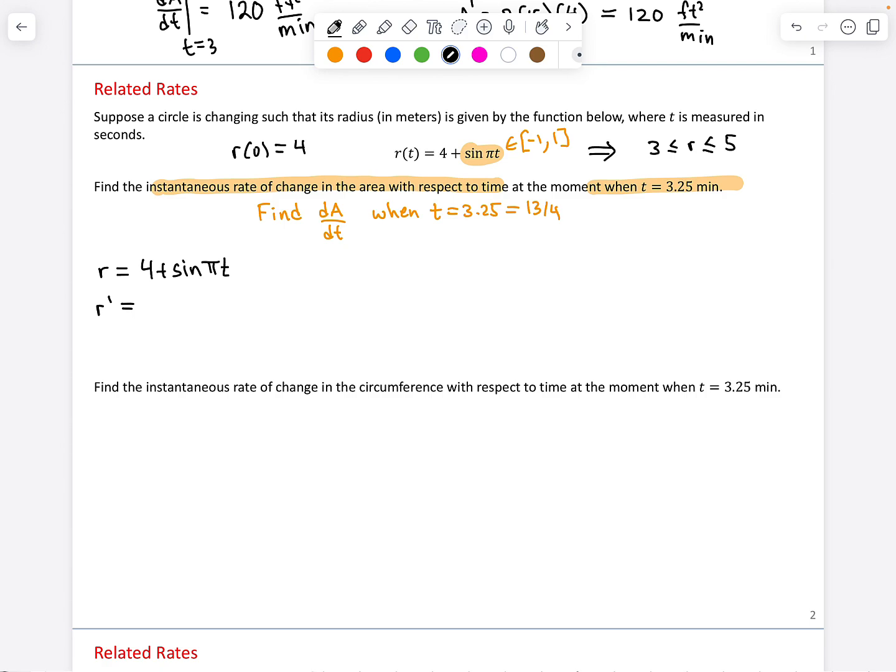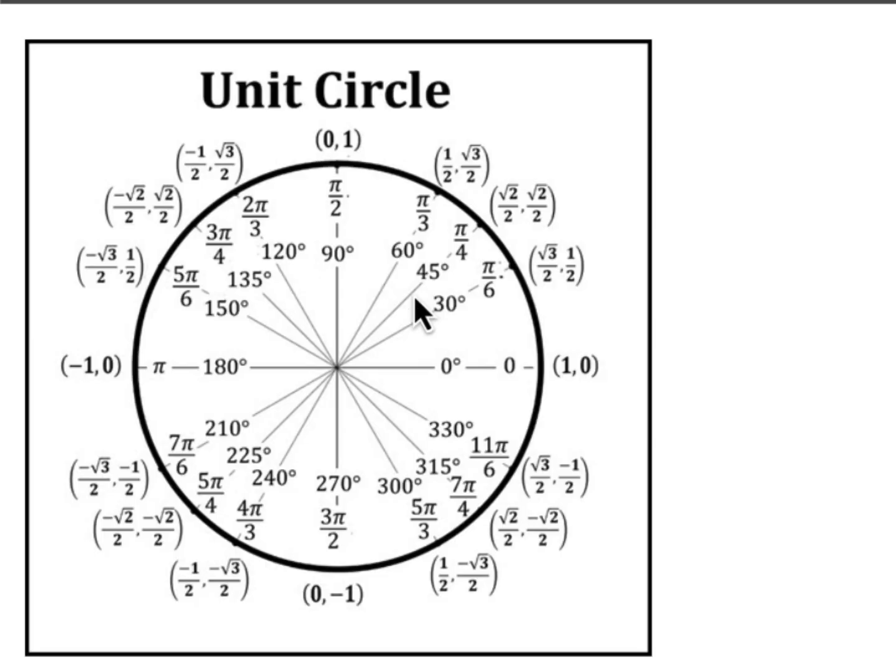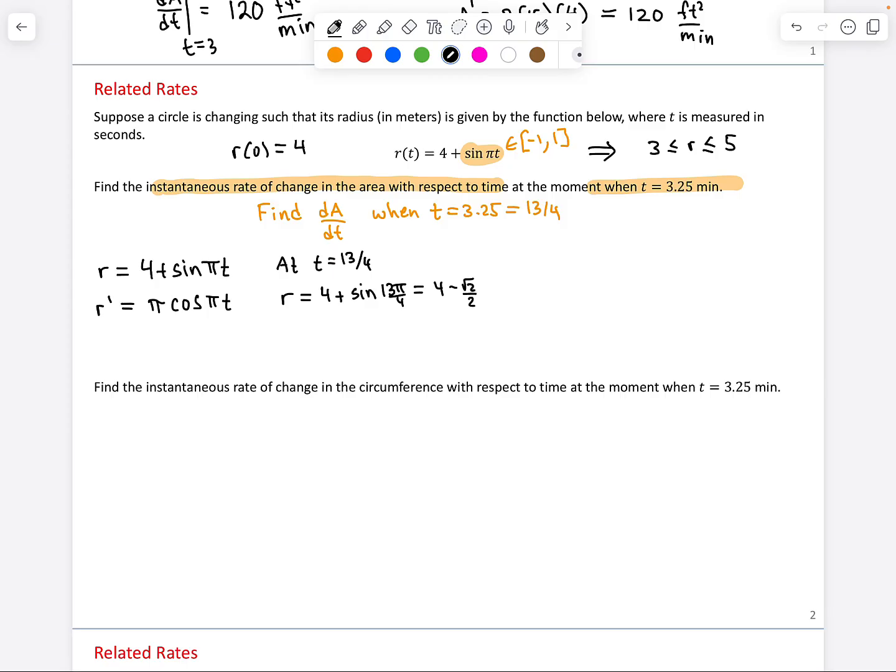The 4 goes away. The derivative of sine pi t will be cosine pi t times pi, using the chain rule. So specifically at this time, the r value will be 4 plus sine of 13 pi fourths. So looking at a unit circle, counting the pi fourths, we have 1, 2, 3, 4, 5, 6, 7, 8, 9, 10, 11, 12, 13 pi fourths, which is coterminal with 5 pi fourths, and the sign is negative root 2 over 2. So we get the radius is 4 minus root 2 over 2.